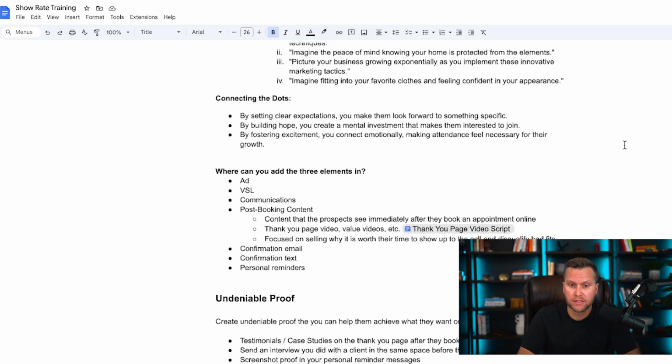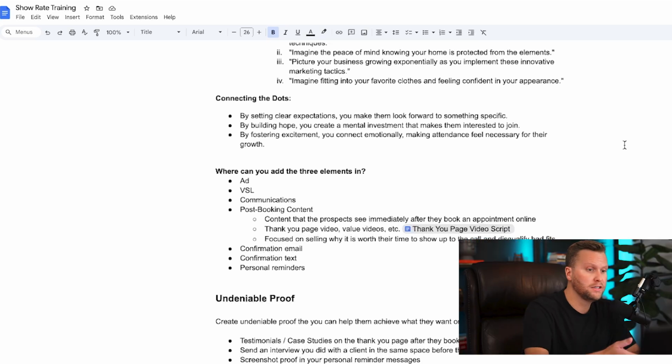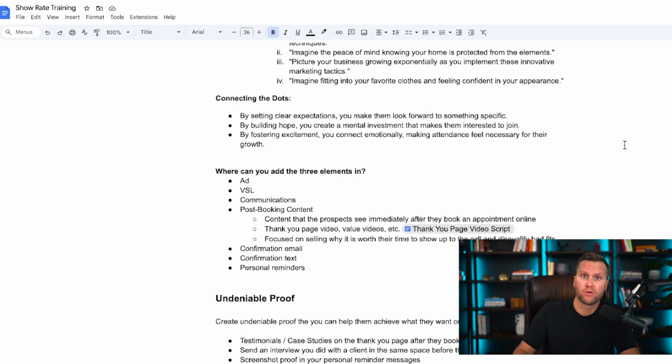Now, the way that you can do this is by sharing your case studies, your testimonials on the thank you page or in the funnel, in the ads. You can send them an interview that you did with a client in the same space or a similar space before the call. You can also send screenshot proof of results that you've gotten for past clients in your personal reminder messages. So those are just a couple of ways that you can inject undeniable proof into the entire sales process.